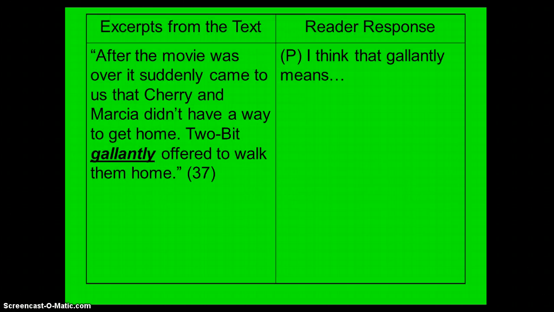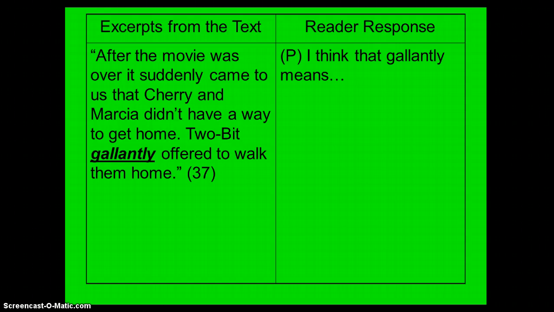At that point, I would show them an example. The students use a reader response journal in which they record an excerpt from the text in the left column and their reader response in the right column. The P that you see in parentheses stands for prediction. And looking at context clues to predict words is a type of prediction strategy when reading.